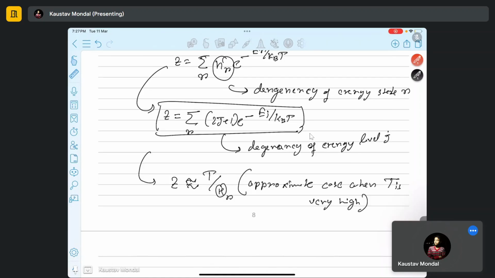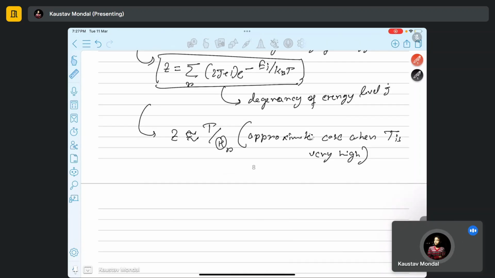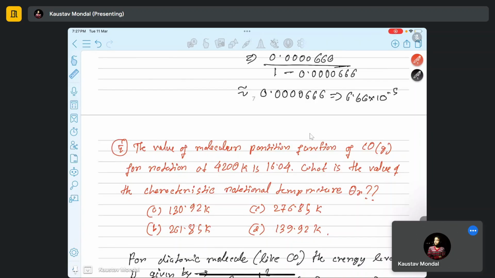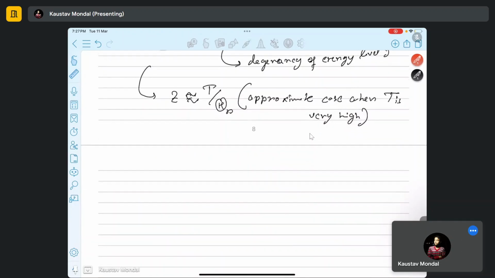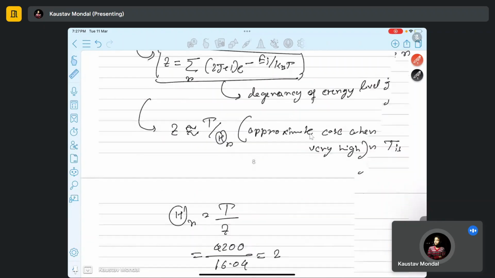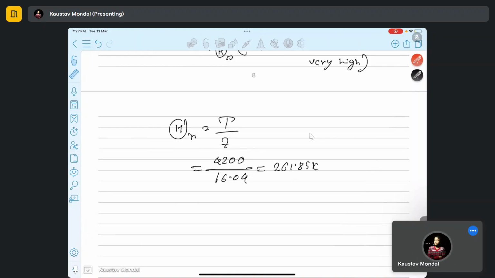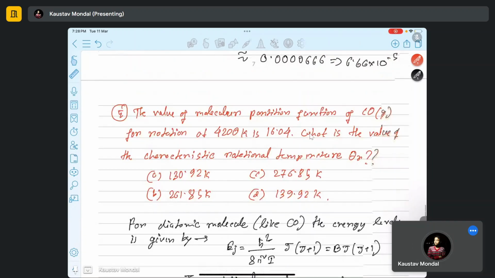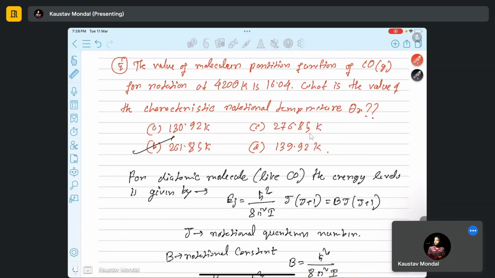So in the problem, the value of the partition function and the temperature at which this molecule has this partition function are given. Now you have to calculate theta. Then you can write theta is T by Z. T is already 4200 and Z is 16.04. If you calculate, you will get roughly 261.85 Kelvin, which is this result. So this is how you have to solve this problem.